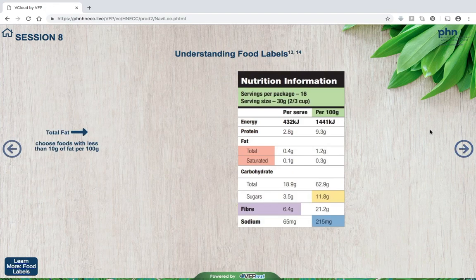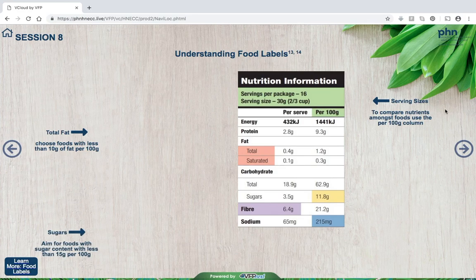Here we move on to understanding about food labels, and these food labels are displayed on all food packages in Australia. The tabs that pop up are specifically around calories, and the average adult daily energy intake is around 8,700 kilojoules.